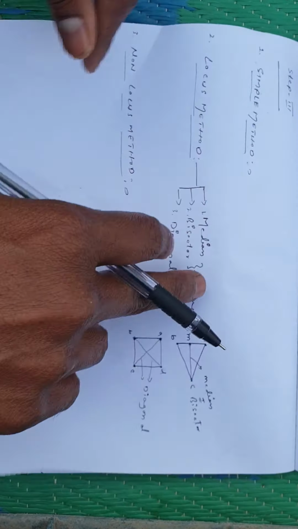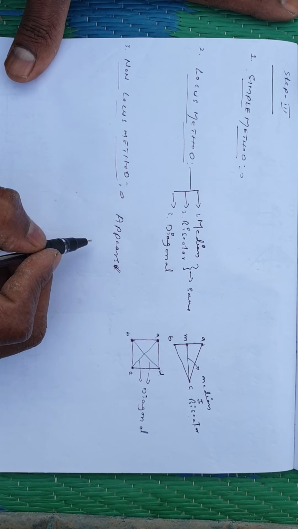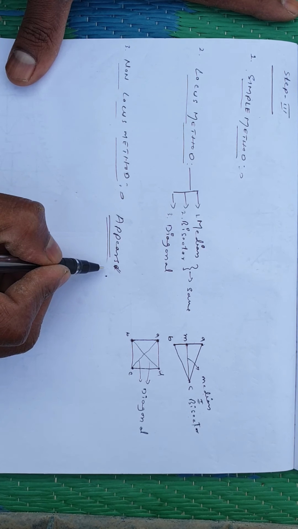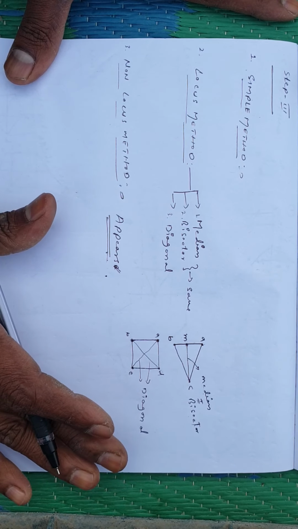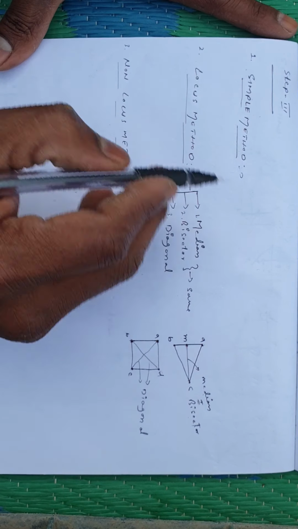Similarly, the third step is the non-locus method. When we have to go for the non-locus method: in a problem, if the word appear is given, please remember, in a problem if the word appear is given, the third step should be completed by using the non-locus method. Simple method, see, one more thing I want to clear here.